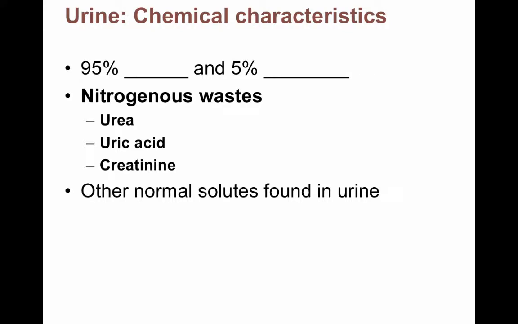So urine, and I'm sorry, but my pen isn't working anymore. 95% of urine is water and 5% is just solutes. And the nitrogenous wastes that we get are urea, which comes from amino acid breakdown; uric acid, which comes from nucleic acid metabolism; and creatinine, which is a metabolite of creatine phosphate. And other normal solutes are also found in urine.